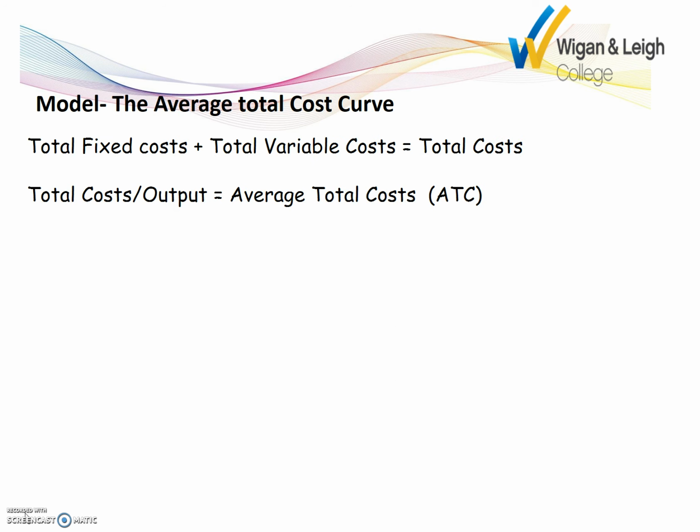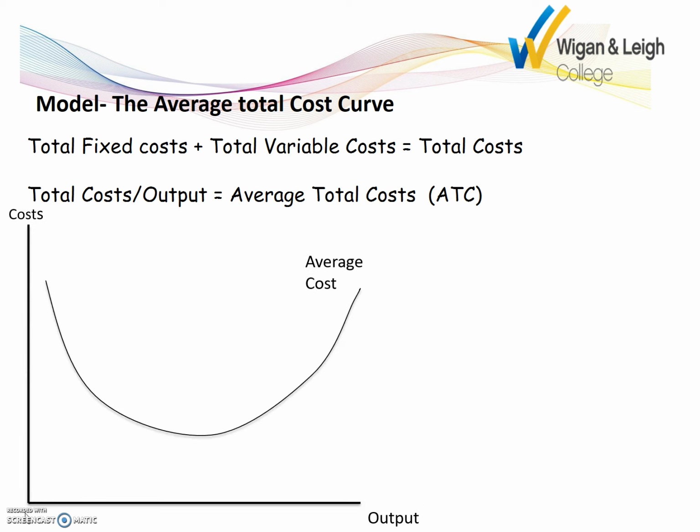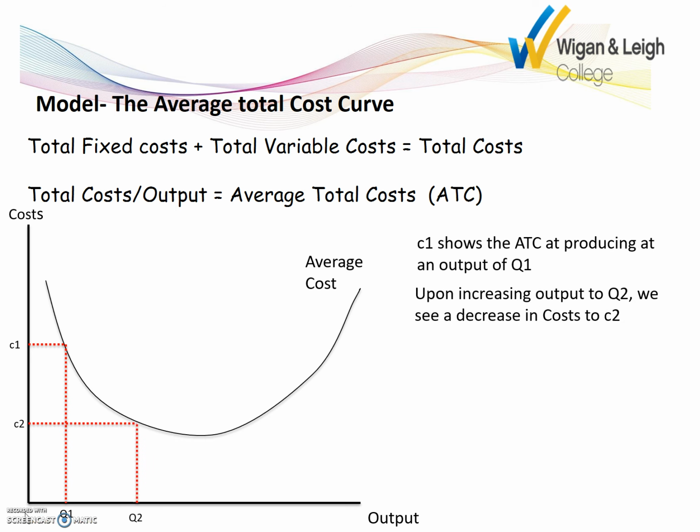Now, the average total cost curve, we looked at this yesterday. We looked at this idea of average total costs and how we calculated those. So we get a U-shaped curve looking like this. On the left side we've got costs, and then we have output along the bottom. You can see at C1, that is our cost if we produce at Q1. So if we produce quantity 1, that is what our average total costs are going to be.